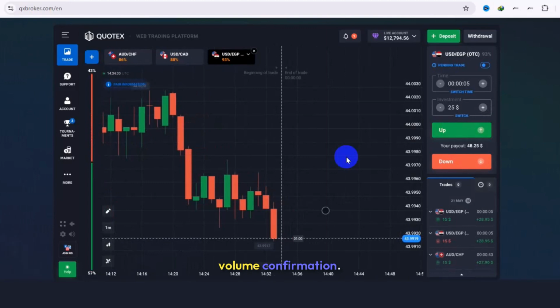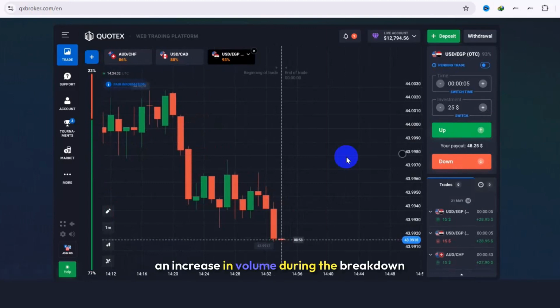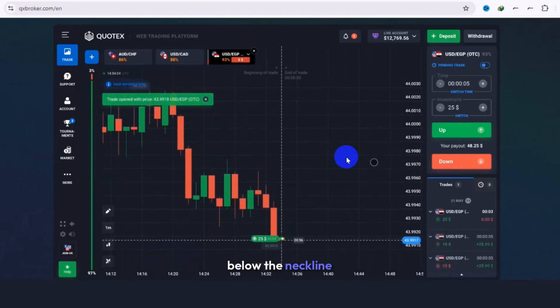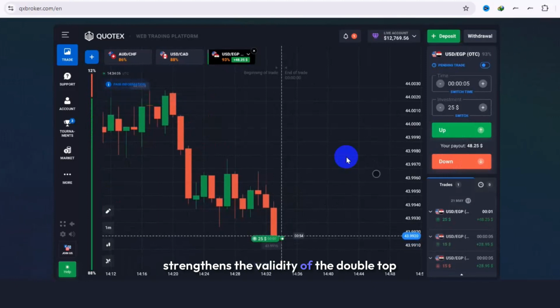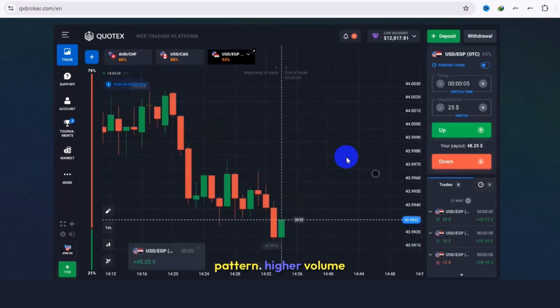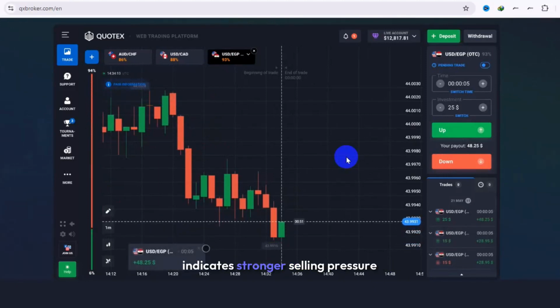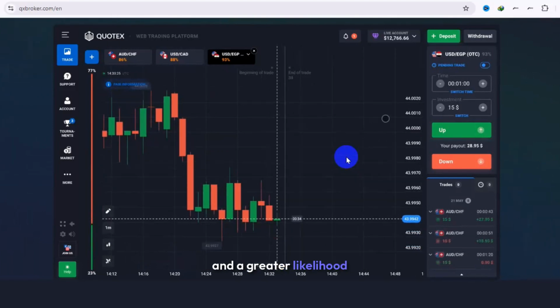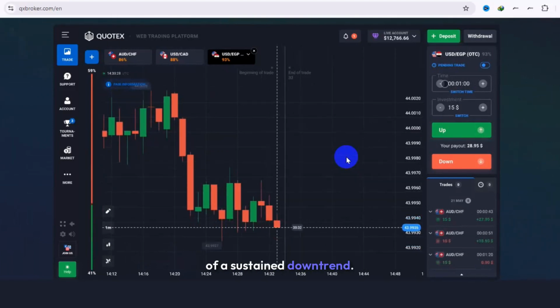Volume confirmation. An increase in volume during the breakdown below the neckline strengthens the validity of the double top pattern. Higher volume indicates stronger selling pressure and a greater likelihood of a sustained downtrend.